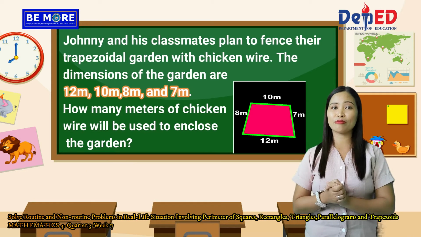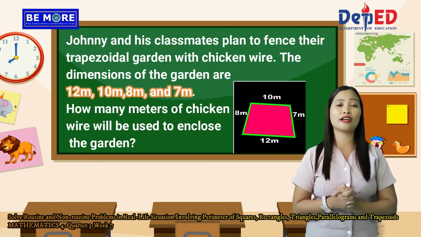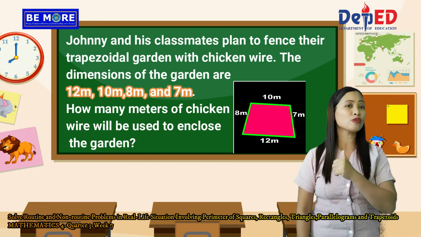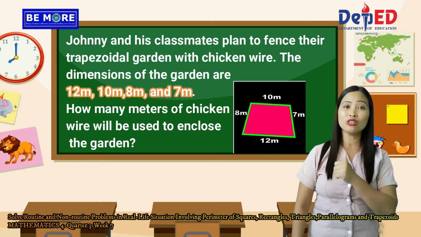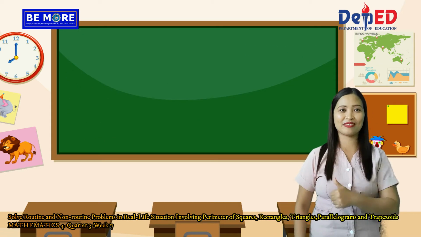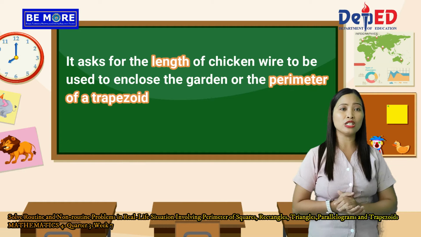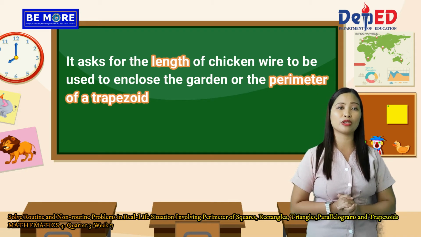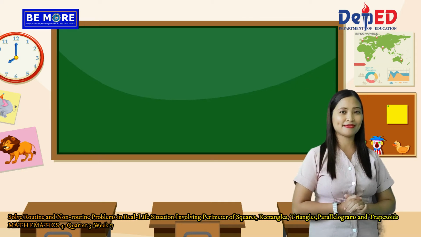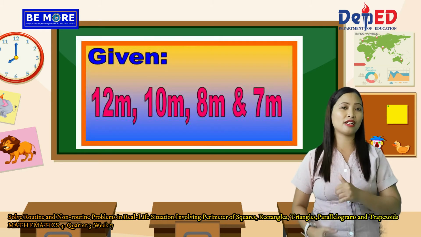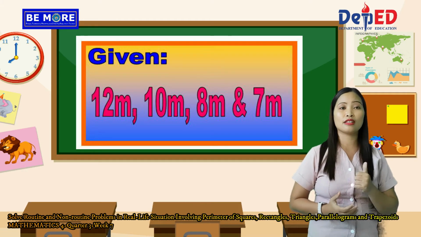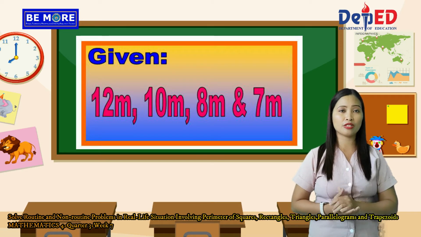Johnny and his classmate plan to fence their trapezoidal garden. Chicken wire will be used to enclose the garden. Let's start with step 1. What do you think is asked in the problem? It's asked for the length of chicken wire to use to enclose the garden, or the perimeter of a trapezoid. And what are given in the problem? Very good! The given dimensions of the trapezoidal garden are 12 meters, 10 meters, 8 meters, and 7 meters.